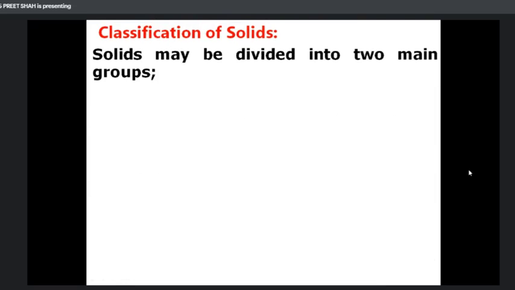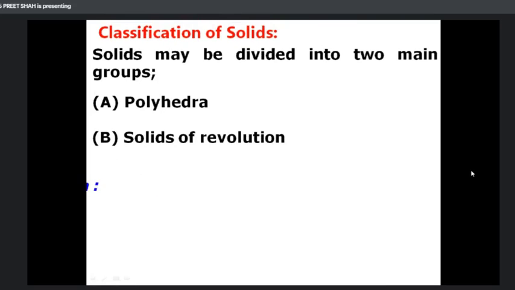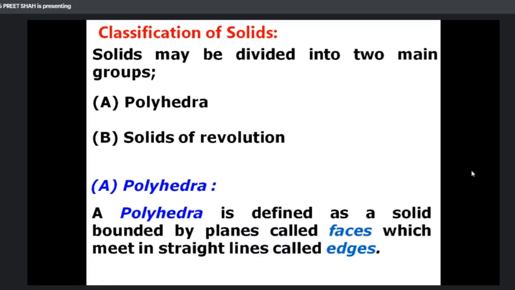Now, what is the classification of solids? Solids are classified into two main groups. One is polyhedra and the second is solids of revolution. What is the meaning of polyhedra? Polyhedra means a solid which is bounded by faces. Faces mean planes.